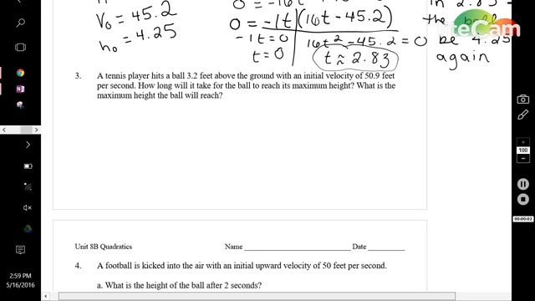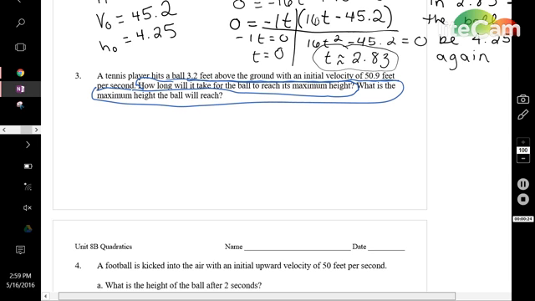For the next problem, it states that a tennis player hits a ball 3.2 feet above the ground with an initial velocity of 50.9 feet per second. The question is asking how long will it take for the ball to reach its maximum height? And then the second question is what is the maximum height the ball will reach?